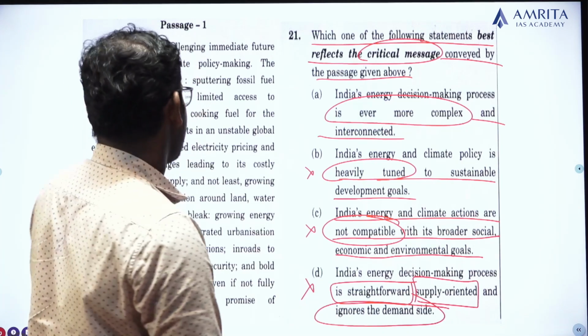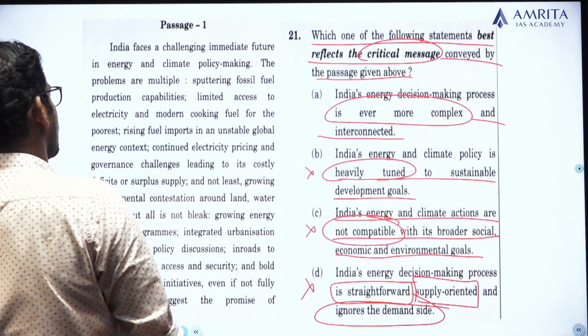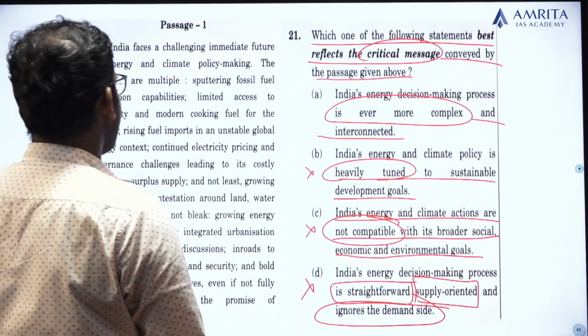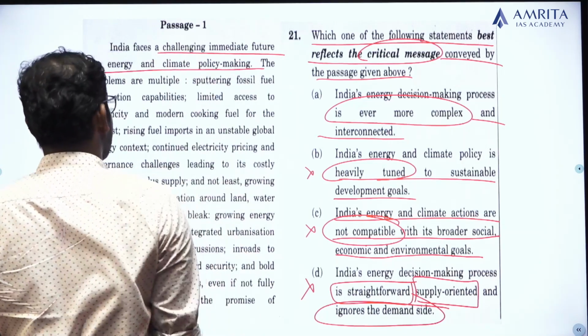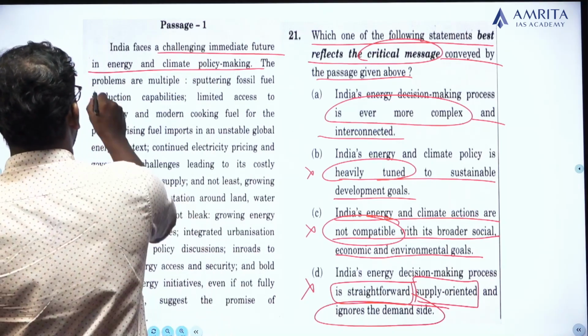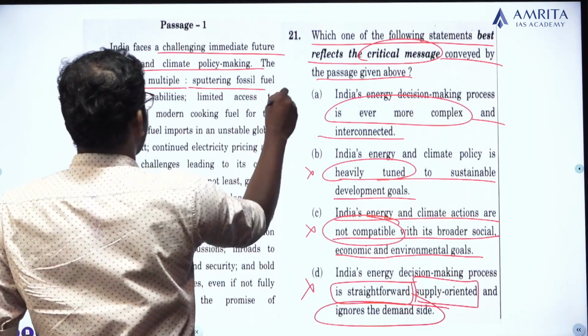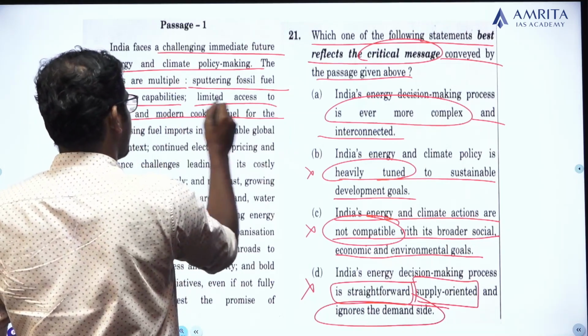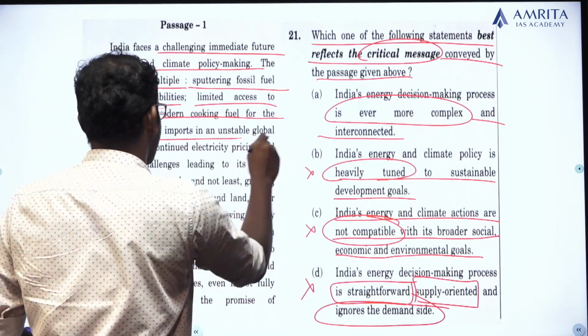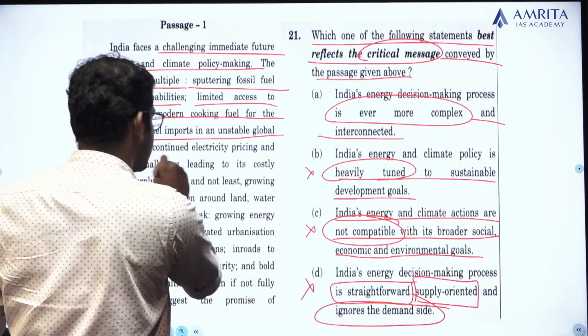However, let's check the statement whether it is correct or not by reading the passage. India faces a challenging immediate future in energy and climate policy making. The problems are multiple: sputtering fossil fuel production capabilities, limited access to electricity and modern cooking fuel for the poorest, rising fuel import in an unstable global energy context.